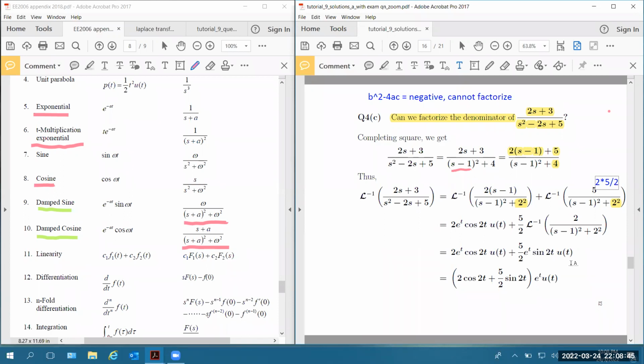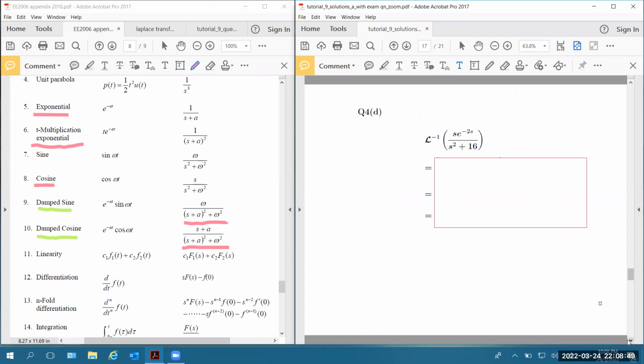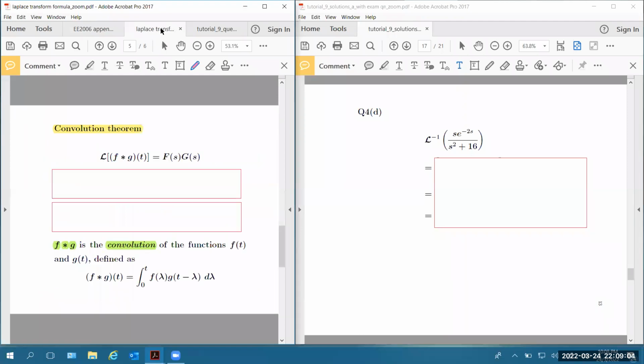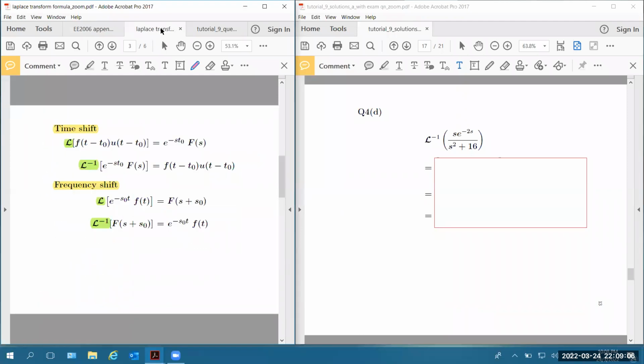Okay, so finally we come to this question here. Well, this one is not a rational function, so we no need to use partial fractions. So maybe we go and look at time shift, frequency shift, this kind of thing. Okay, so inverse Laplace transform this.